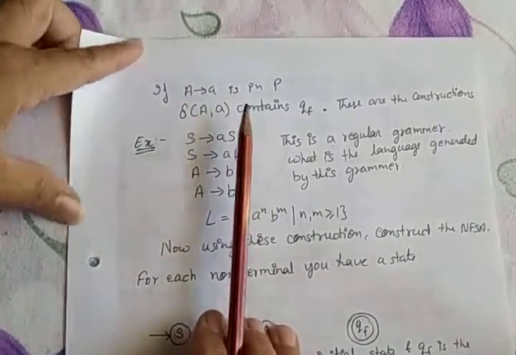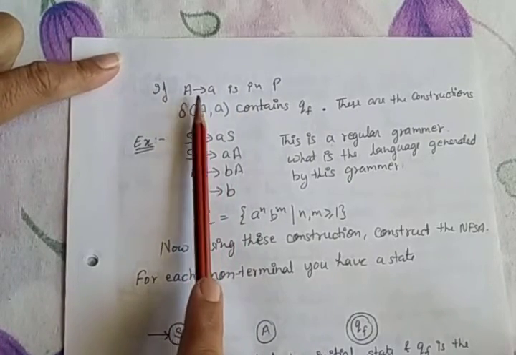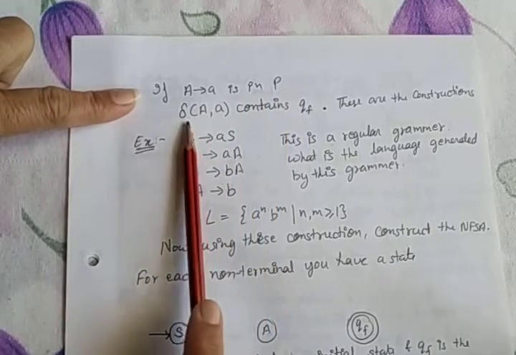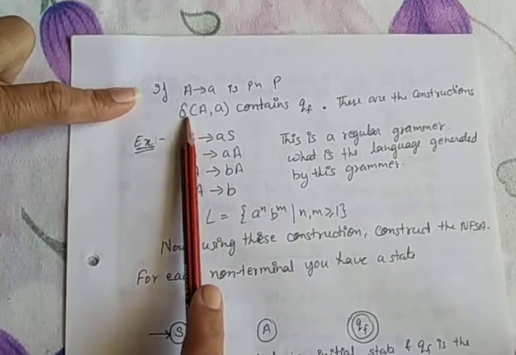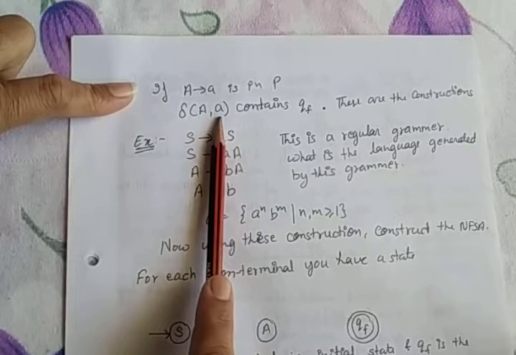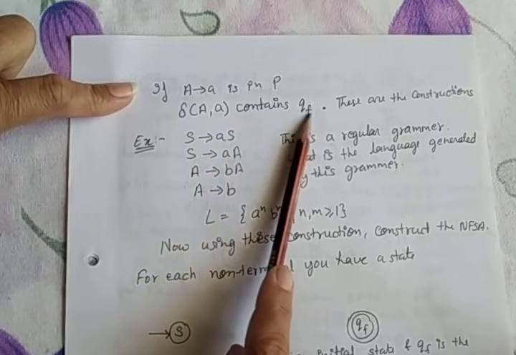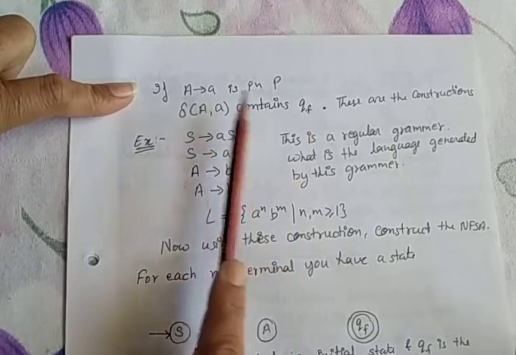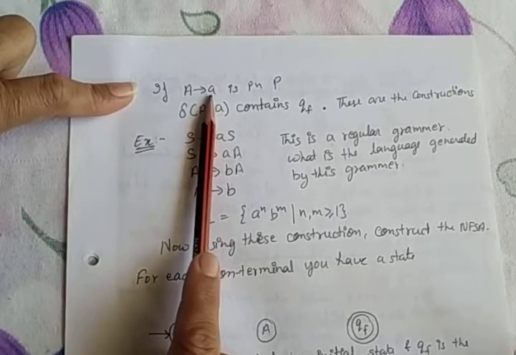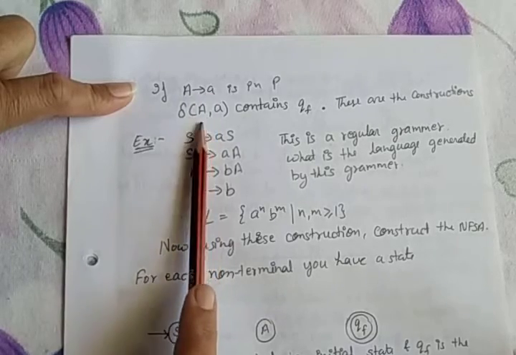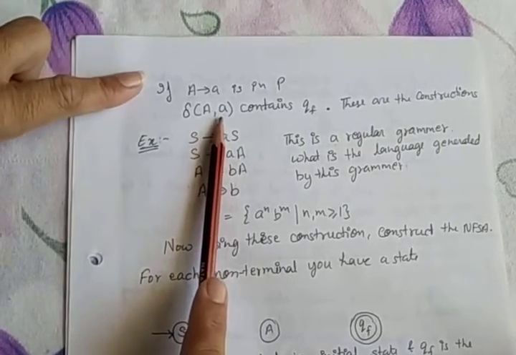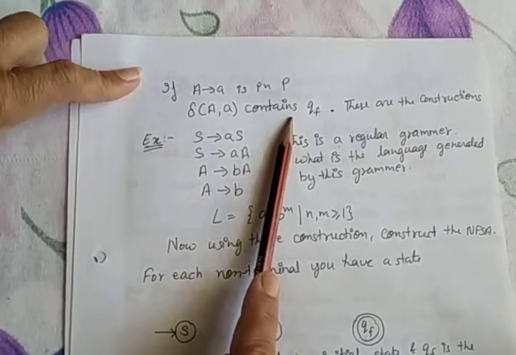The second rule is, if we have a rule of type A tends to a in the production rules of the grammar, then the transition will be that at state A, on reading the small a symbol, we will move to the final state, right? For this production, A tends to a, where a is the terminal symbol, we will have the transition that at state A, we read this symbol and move to the final state.